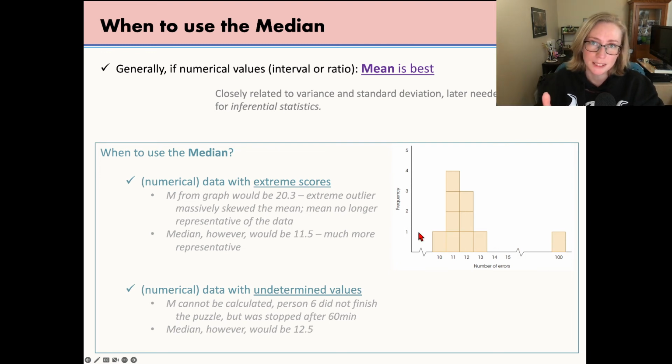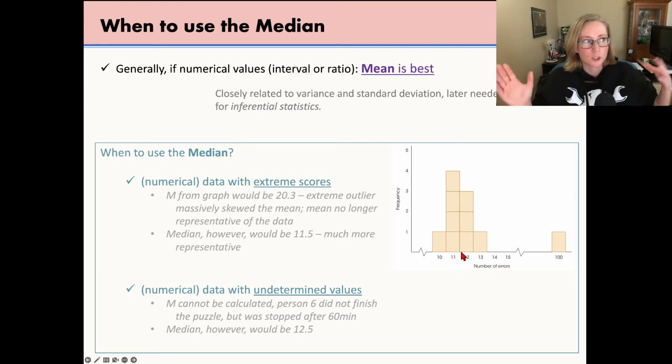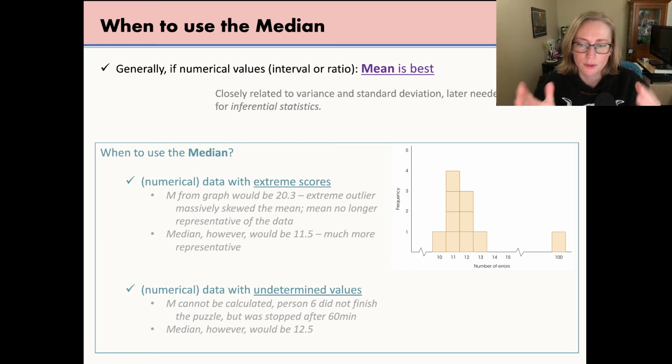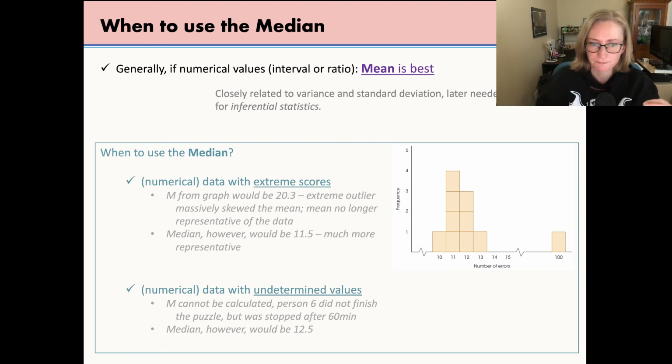However, if we take the median, 11.5, smack in the middle here, it doesn't even matter how large this number is. This could be 100, this could be 1,000, this could be 1,000,000, and it would still be 11.5 for the median. So this is a much better representation of this central component, a representative number for this group of individuals or items. So first one, extreme scores.